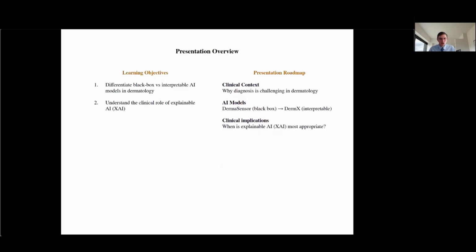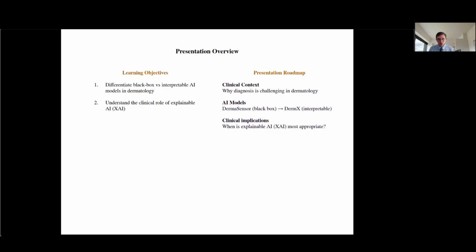In regards to this specific presentation, we're going to have two specific learning objectives. The first is to differentiate between black box models and interpretable AI models, specifically in the context of dermatology. Then we're going to understand the clinical role of explainable AI.